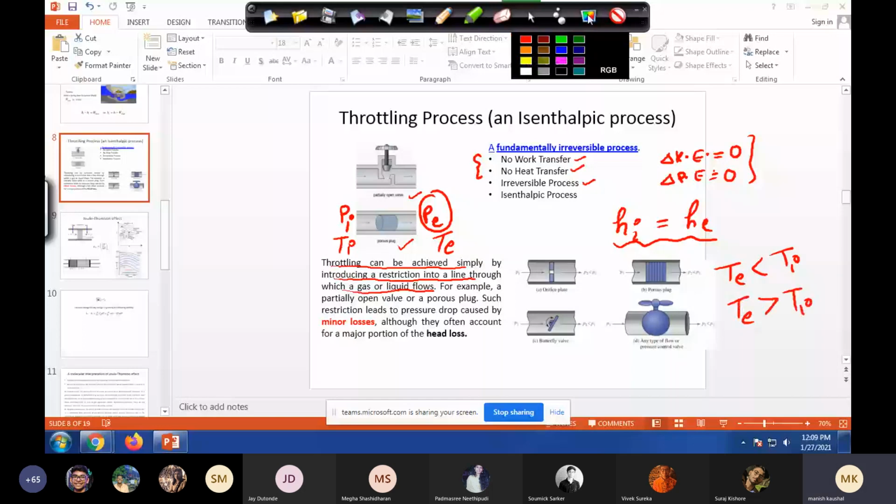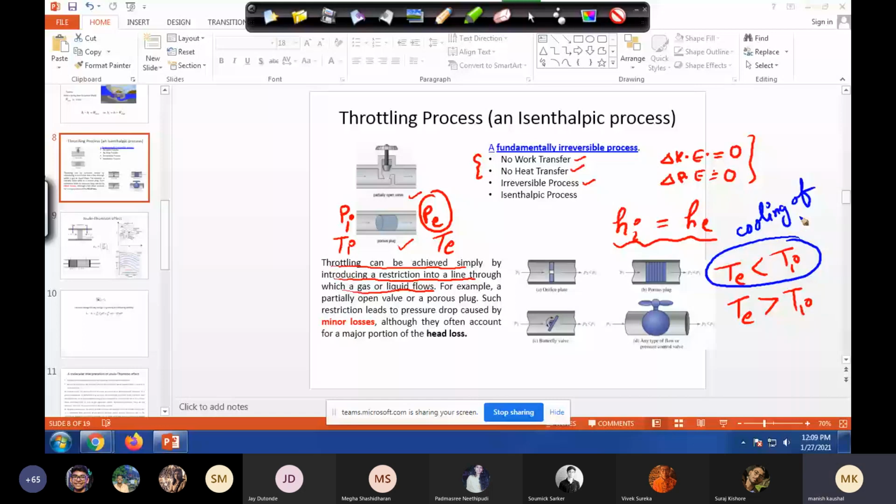If we got that T exit is less than Ti, this is a cooling effect, cooling of gas, and it is very advantageous for many practical purposes. And the most important process in this modern era is the refrigeration process. Another important application is liquefaction of gas.